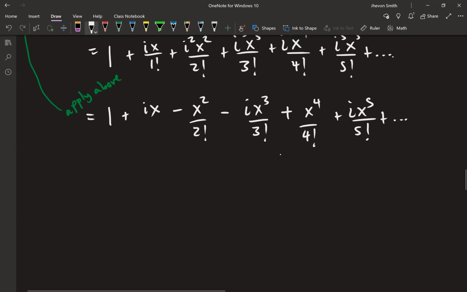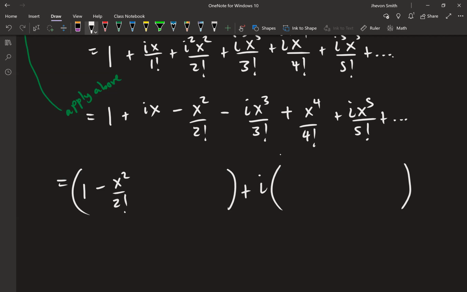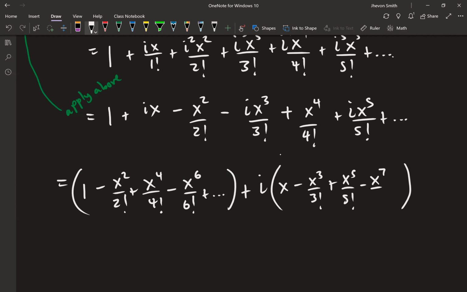Now notice what we can do. We can group all the terms with i's in them and group all the terms without i's. So the terms without i's: 1 minus x squared over 2 factorial plus x to the 4th over 4 factorial. The next one would have been minus x to the 6th over 6 factorial, dot dot dot. The terms with i's in them: x minus x cubed over 3 factorial plus x to the 5th over 5 factorial. The next one would actually be minus x to the 7th over 7 factorial, dot dot dot.